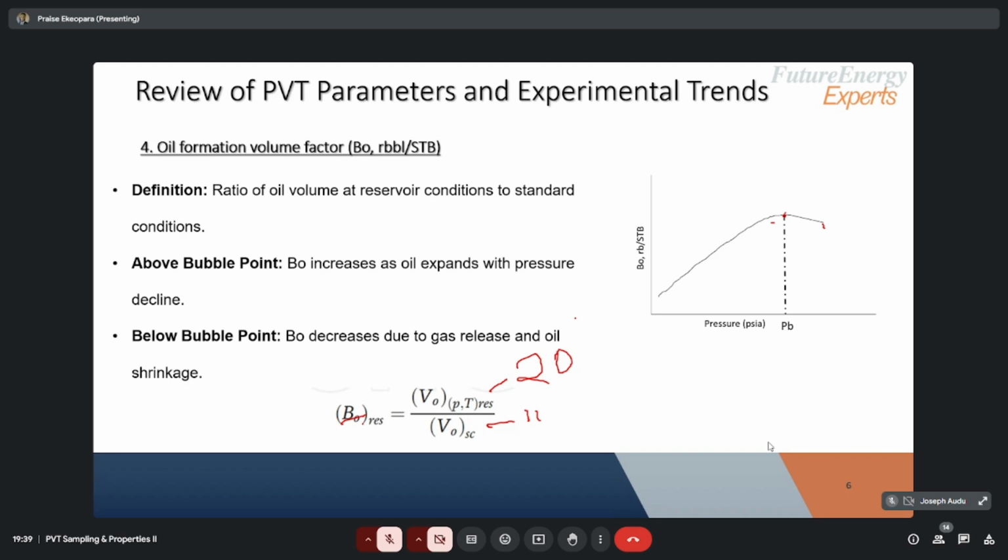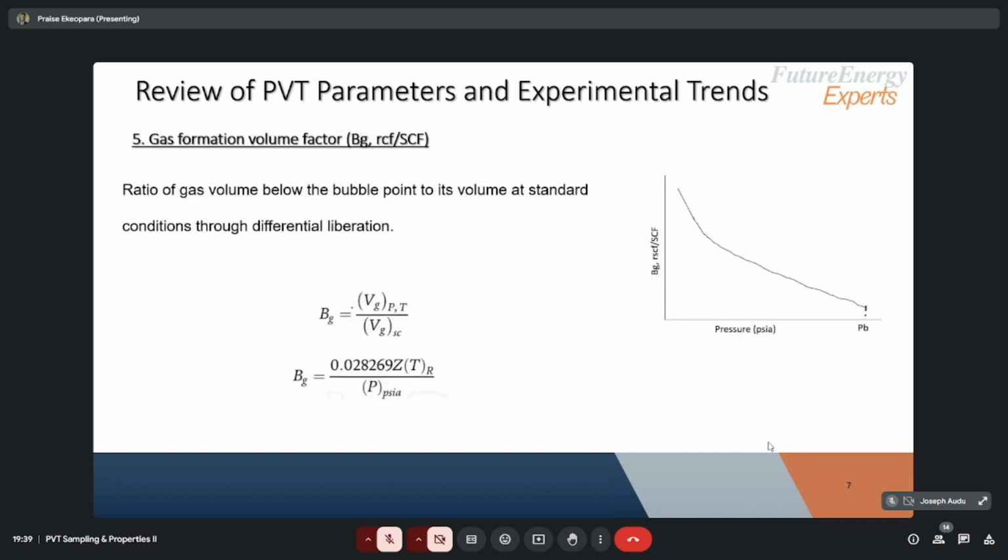It means that there is something wrong in the volumetric calculation. So another one we have here is the gas formation volume factor, right? This gas formation volume factor, as you can see from the chart I've explained, is still a conversion factor, right? That considers the volume of the gas at reservoir condition relative to what we have at standard conditions, right?